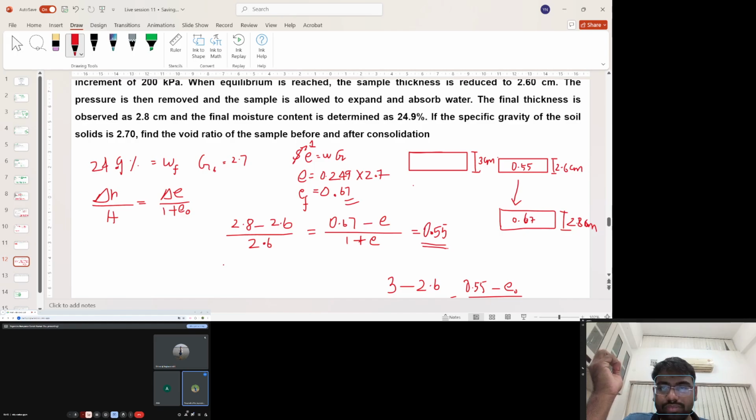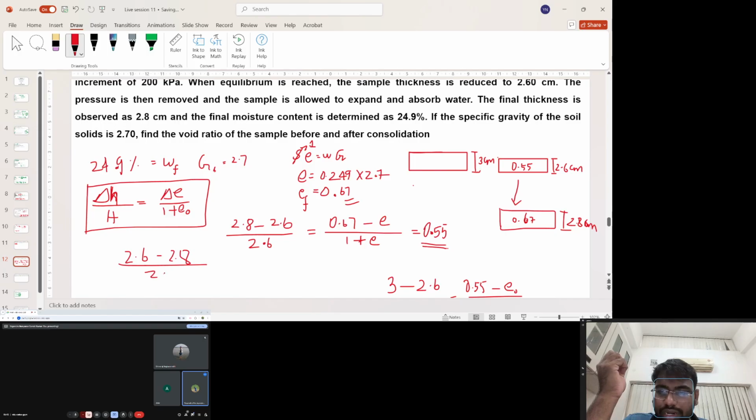Write the formula, sir, that will be easier to catch the mistake. Yeah, directly you are substituting numerical. So this is the thing which we use. Delta H in the first case should be negative, because it goes from expansion to compression. We are comparing final minus initial by initial, right? So it should be 2.6 minus 2.8 by 2.8 is equal to final void ratio 0.67 minus initial void ratio e by 1 plus e. This is where we have made the mistake.